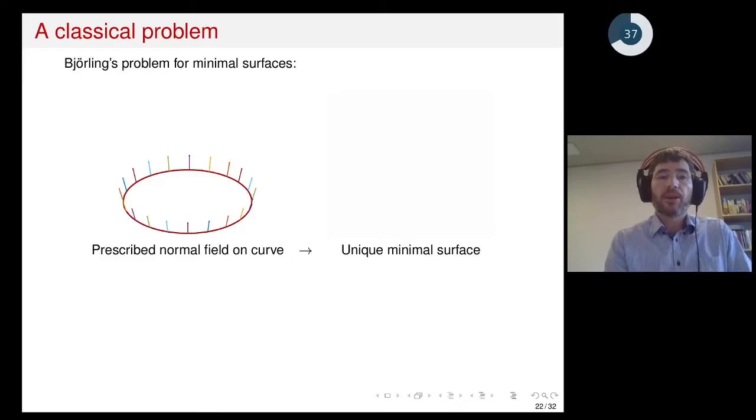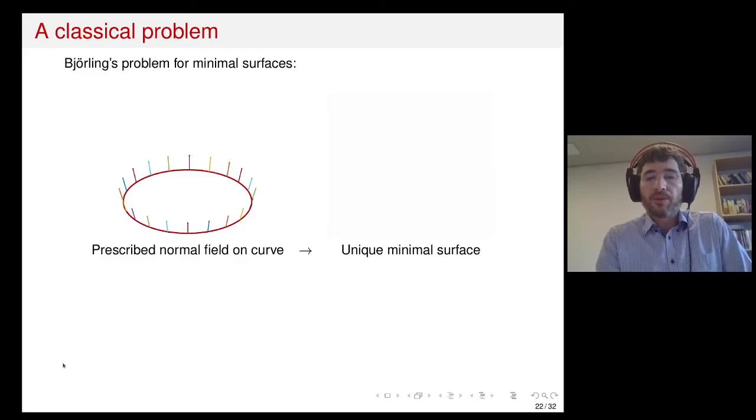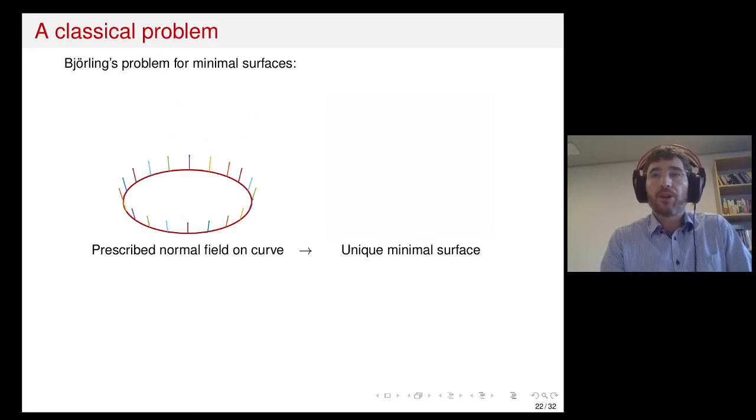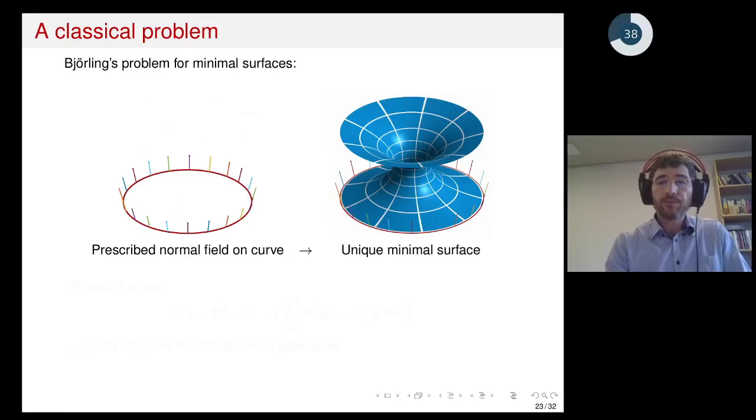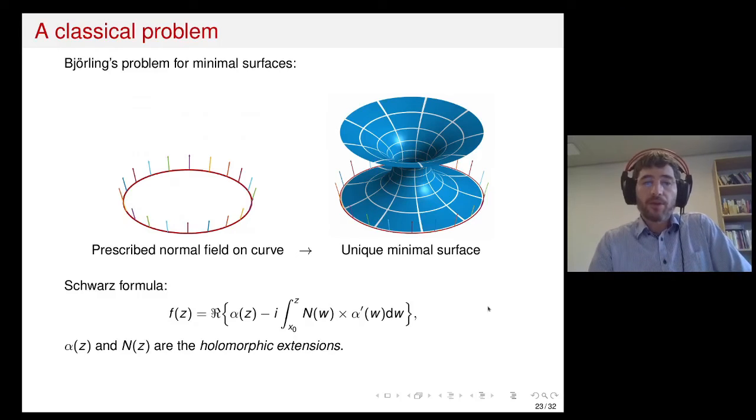So what's a geometric Cauchy problem? The idea of a geometric Cauchy problem is to prescribe sufficient geometric information along a curve to produce a unique solution to some geometric problem. For example, Björling's problem: if you prescribe what you want to be the normal of the surface along some space curve, then you get a unique minimal surface. So this is the example you get from this normal vector field here. And what's more, there's a nice formula for it. If the prescribed curve was alpha, and the prescribed normal was n, then if you extend those holomorphically away from the curve, so everything should be real analytic here, and then compute this formula, take the real part, then you get a formula for the solution. And this is based on the Weierstrass representation for minimal surfaces.